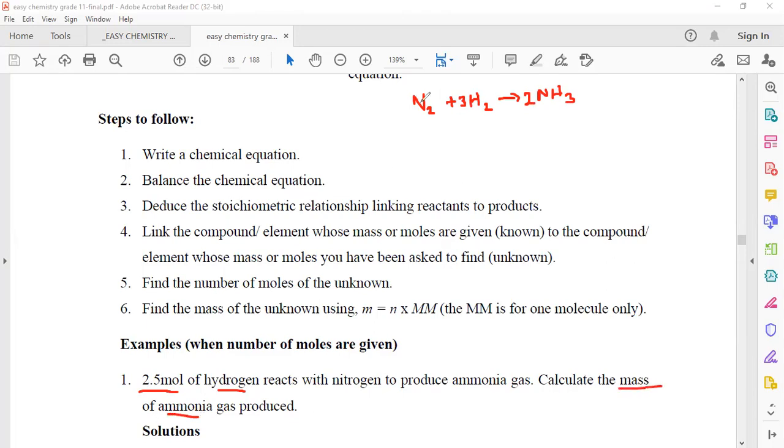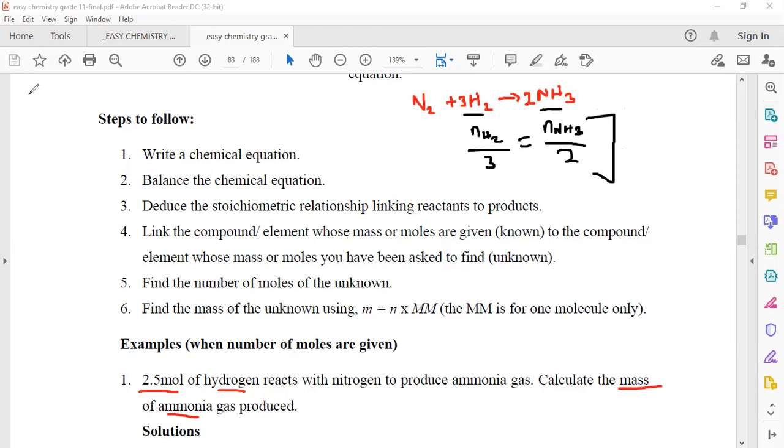They have talked about hydrogen and they have talked about ammonia. So hydrogen and ammonia, how do you link these two? The number of moles of hydrogen divided by its coefficient is equal to the number of moles of ammonia, NH3, divided by its coefficient.